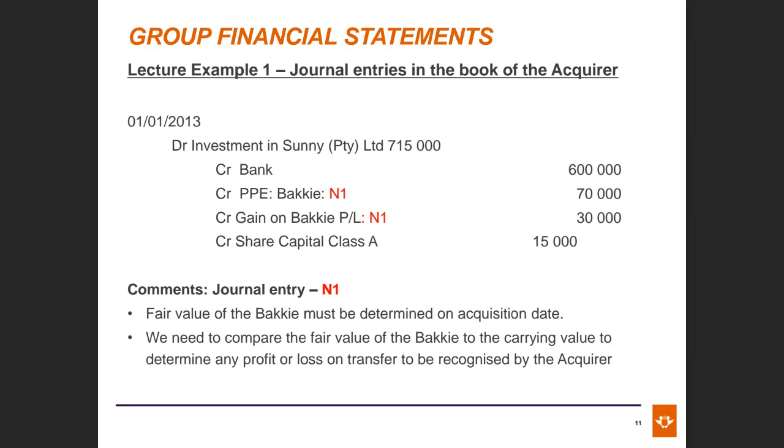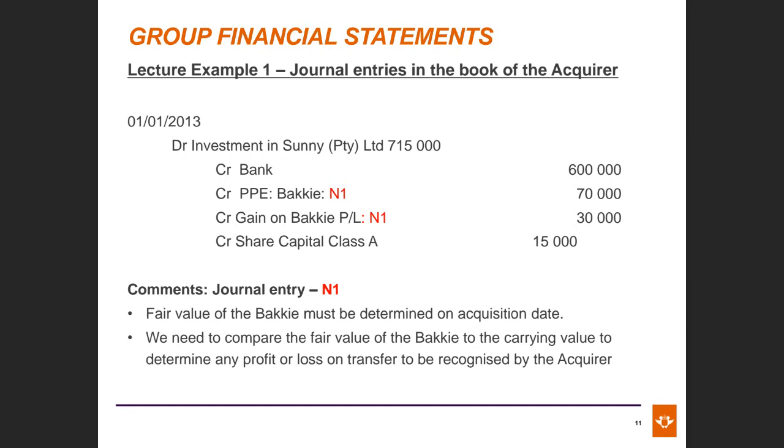So when we have the journal entries here, we are showing that there was a gain of 30,000 Rand on the baki, which was recorded in profit and loss. So we fair valued this baki from the book value of 70,000 to 100,000. So there was a gain on the baki of 30,000. So we are recording the gain on the baki of 30,000.